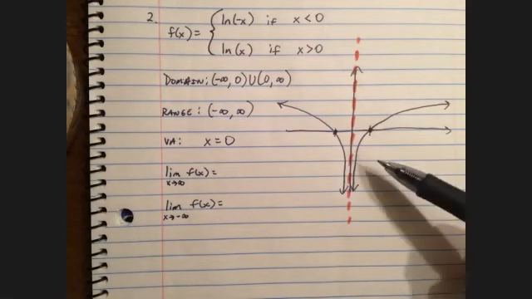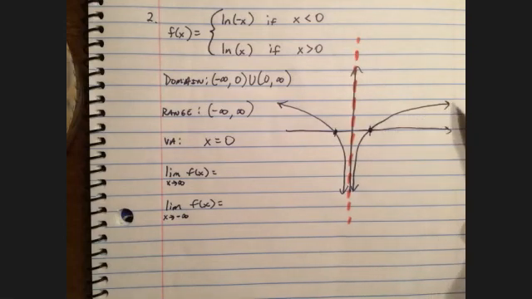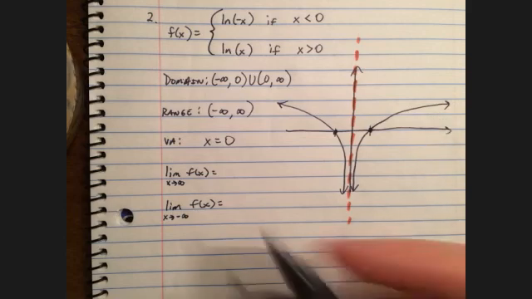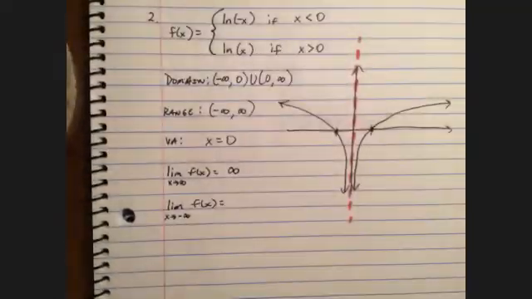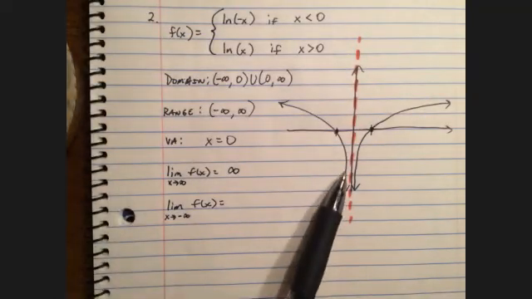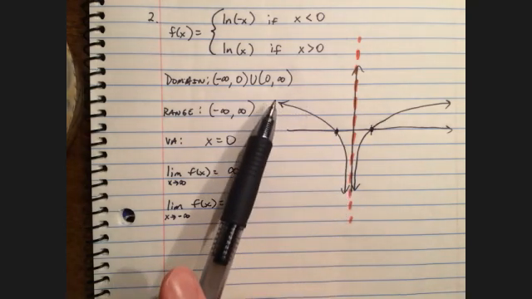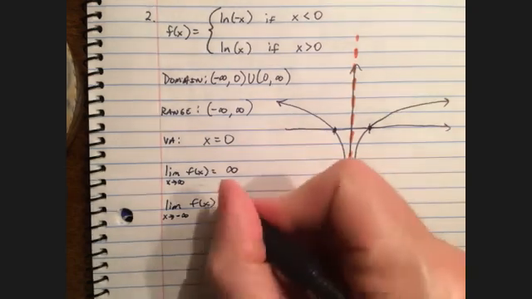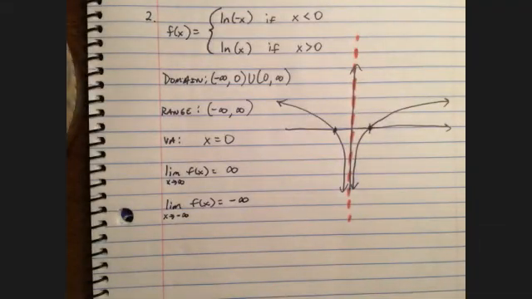The limit as x approaches infinity of f of x. It's going to continue to go forever to the right and up. So it's infinity. And the limit as x approaches negative infinity of f of x. It's going to continue to go to the left, right here, and up. It's coming from that direction. So it's negative infinity. And that completes our logarithmic function notes.